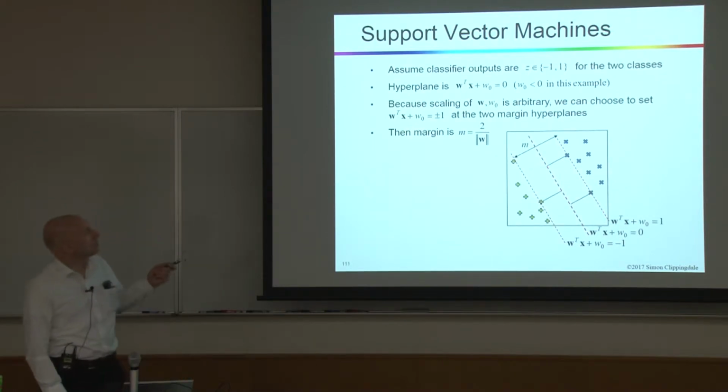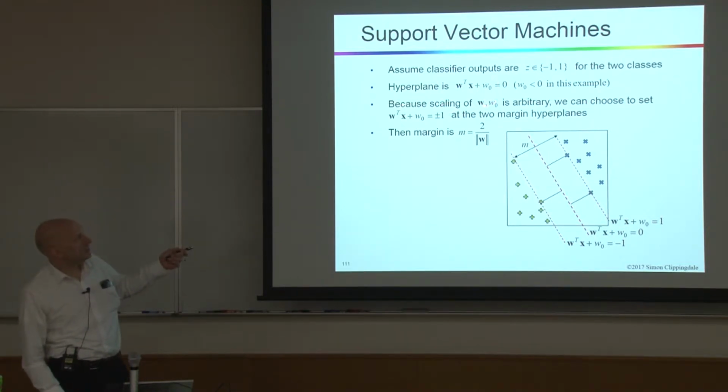Okay, so we assume the classifier outputs are, call them -1 and 1 for the two classes. Then a hyperplane that separates them is this. This W0 is less than 0, I think is not true, actually. I think that came from a different example, but anyway.